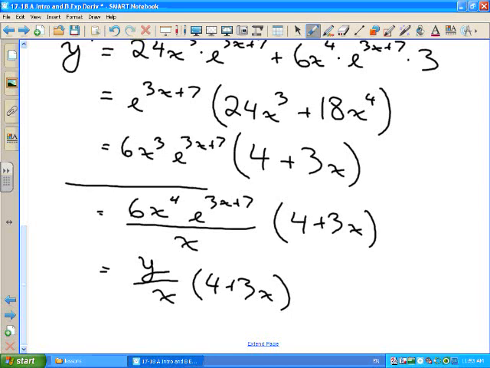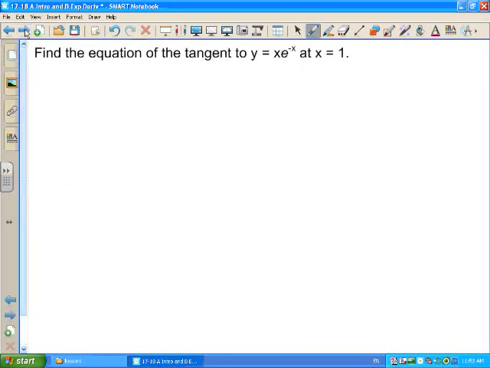All right. So let's take a look at an example, sort of an application type question here. Find the equation of the tangent to y equals x e to the minus x at x equals 1. Okay. So this is the kind of question that you've done, I don't know, at least 20 times by now in the course. Finding the equation of a tangent is simple. The only difference is what derivative laws we have to apply. So what's our first step in a question like this?